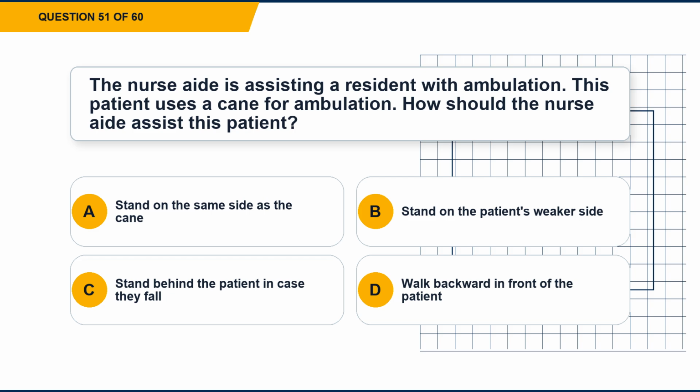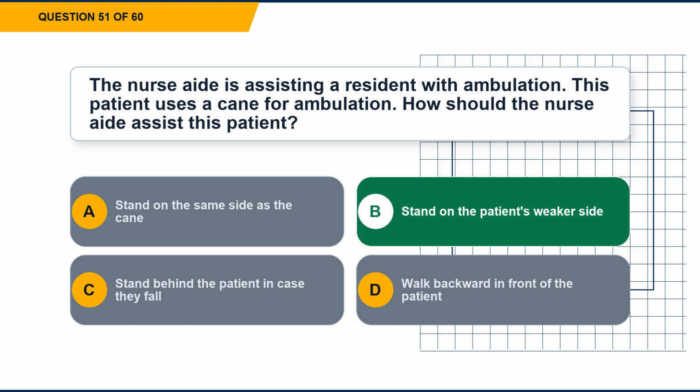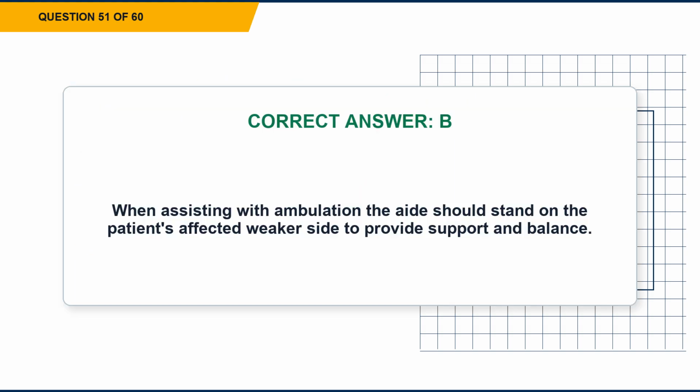Option D, walk backward in front of the patient. The correct answer is option B, stand on the patient's weaker side. Explanation. When assisting with ambulation, the aide should stand on the patient's affected weaker side to provide support and balance.